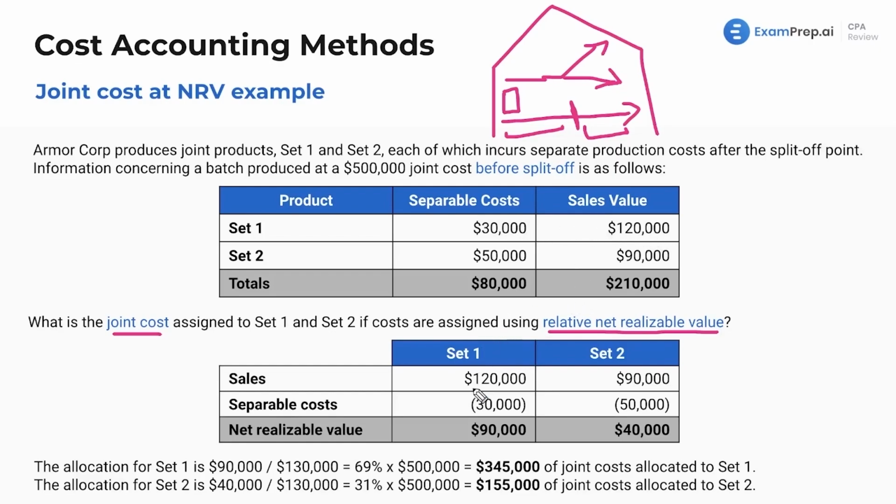So 120 minus 30 is 90. 90 minus 50 is 40. Look at me doing that math. Are you proud of me? I hope you're proud of me. You know what? I'm proud of you as well.